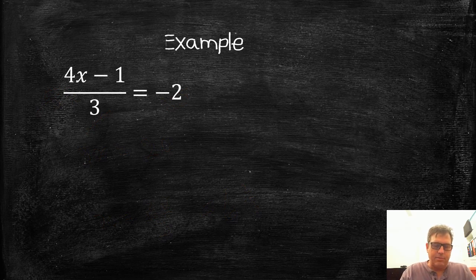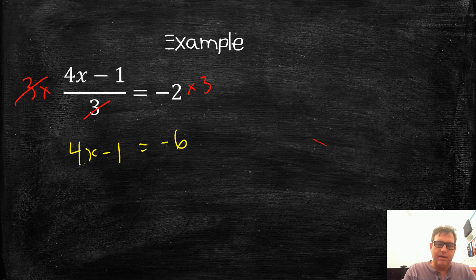Okay, another example this time. Okay, this time I have 4x minus 1. That whole thing is being divided by 3. So I want to get rid of that dividing by 3. So I'm going to multiply both sides by 3 again. 3 divided by 3 is 1. So on the left, I'm going to have 4x minus 1. And on the right, I'm going to have minus 6.